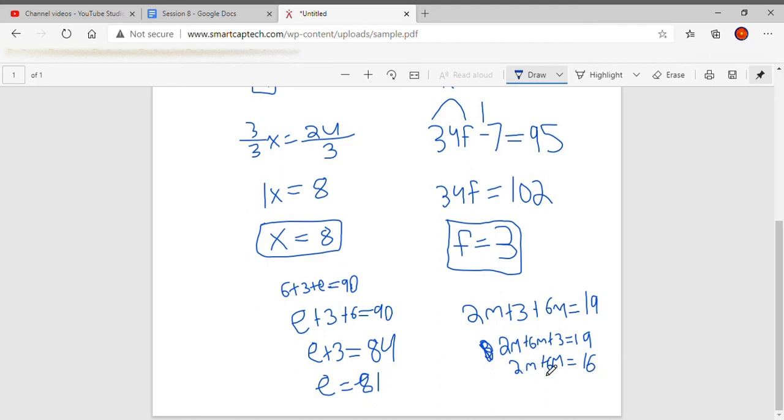Now we have 2m plus 6m. They both have the same variable, so the variable will still be left as m. It's not going to be 2m's. You can combine the m's, but you have to add 2 plus 6, so it would be 8m. It won't be 8mm, just 8m equals 16. Now 16 divided by 8 equals 2, so m equals 2. That's how you combine it.